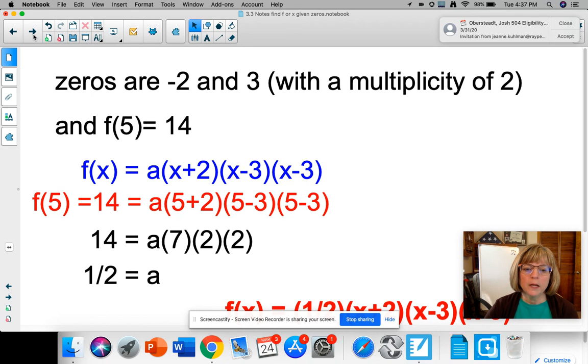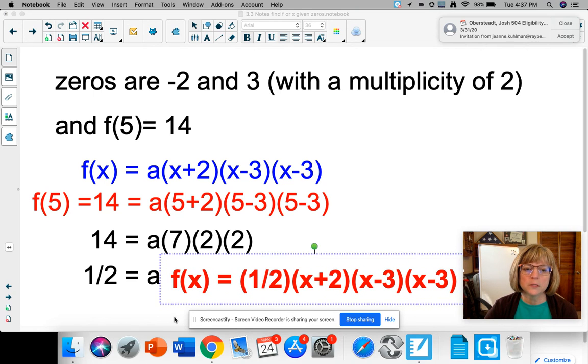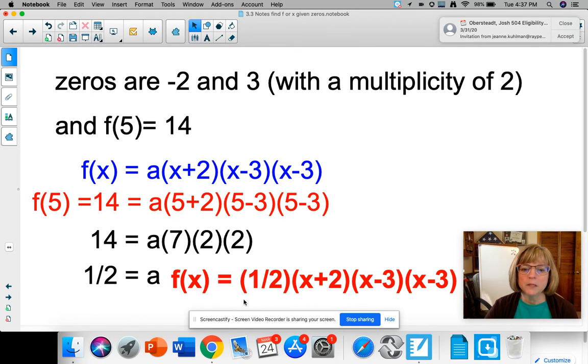When I work all that out, a is equal to a half, so the equation I'm looking for is down here in red. F of x equals 1/2 times x plus 2 times x minus 3 times x minus 3. You could also write this as x minus 3 to the second power.